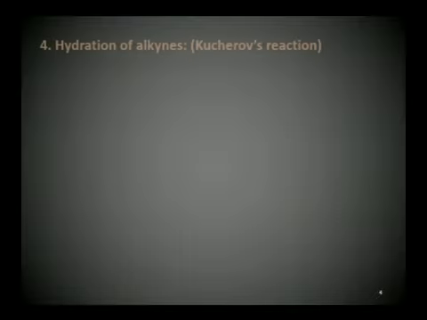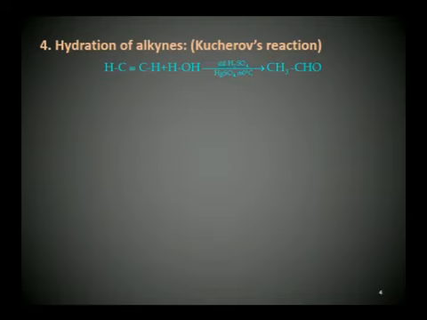The fourth preparation is hydration of alkynes. When acetylene is hydrated in the presence of dilute sulfuric acid and HgSO4, that is mercuric sulfate, at 60 degrees centigrade, we produce acetaldehyde. You know that acetaldehyde, that is CH3CHO, is also called ethanal.